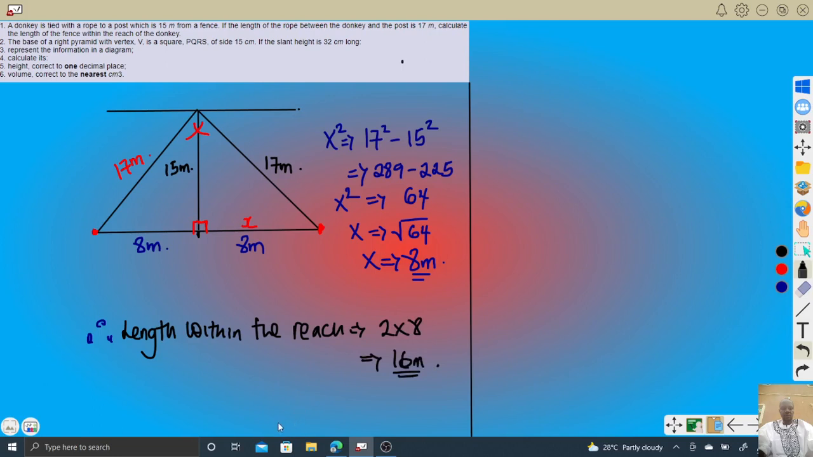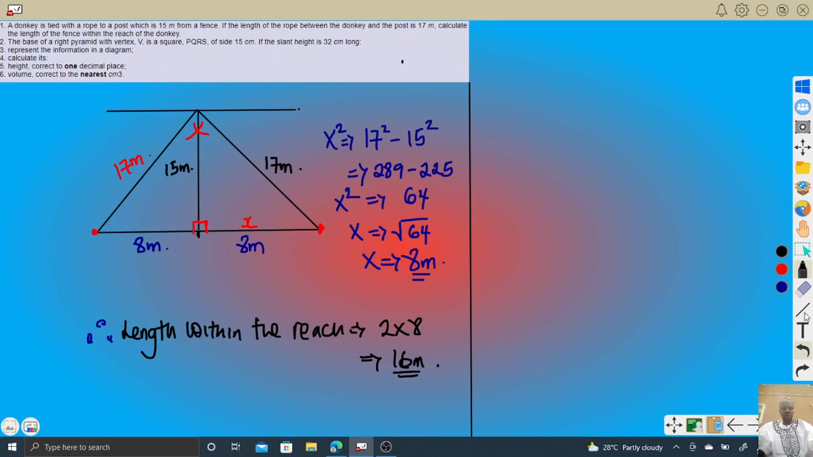16 meter. I hope you understand that. So the next one, we don't need to waste time, please. We have to be fast. The base of the right pyramid with vertex V is a square. So that is a square base pyramid, PQRS, of size 15 centimeter. If the slant height is 32 centimeter long, present the information in a diagram.